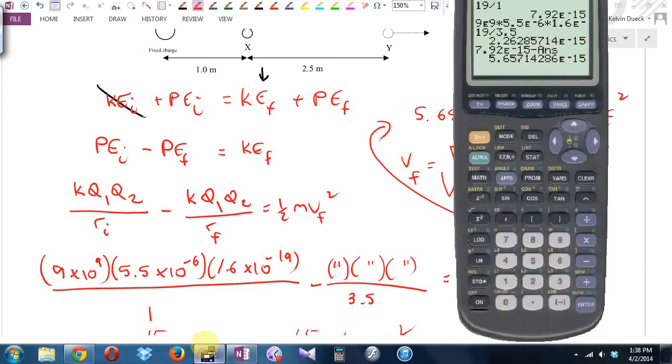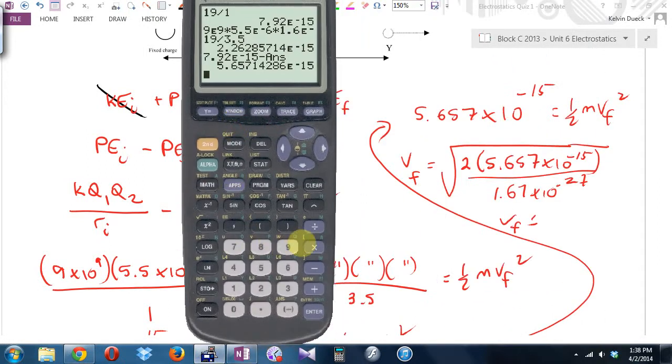And here's hoping we're not going faster than light and violating the universe. Let's find out. So that answer times 2 divided by 1.67 times 10 to the negative 27, square root of that whole thing. Do you get 2.6 times 10 to the 6? Yep. Woohoo!